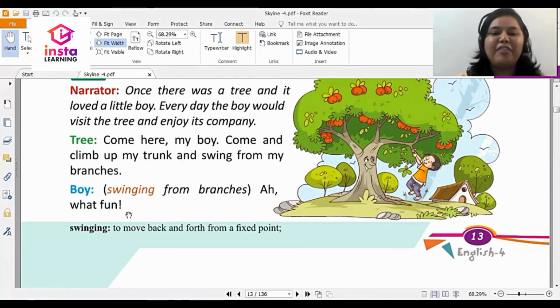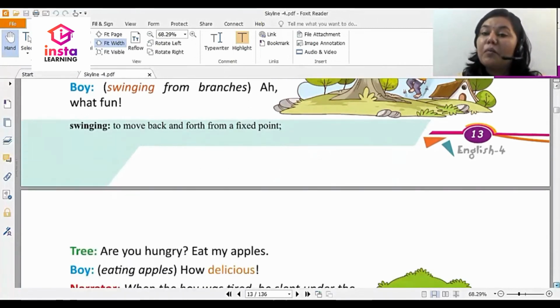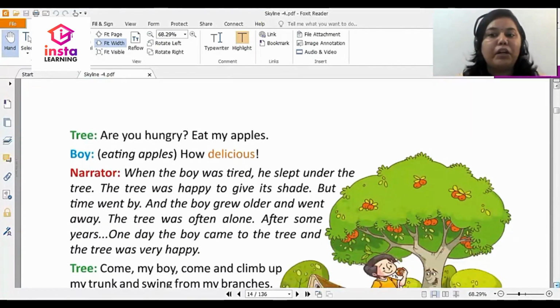What fun! So you can see this little boy, he is swinging from the branches of the tree. And you can see that this tree is really happy when this boy is playing with the branches of the tree.